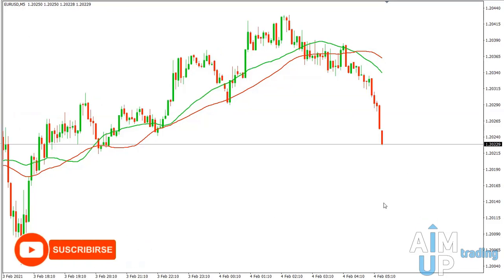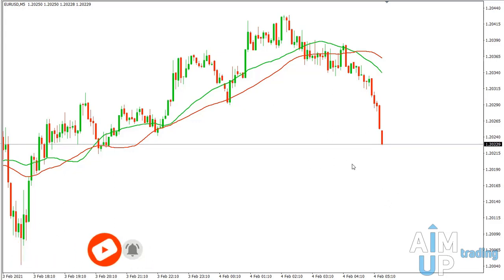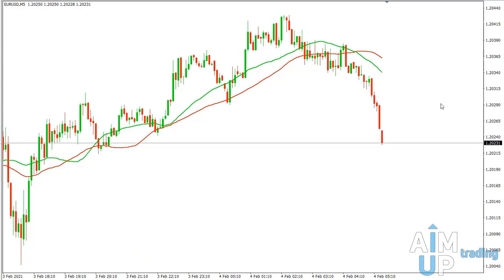Okay, so we are a few minutes later, like 20 or 30 minutes later, and you can see the price starts falling really nicely. You see the moving averages are crossing and it's getting sharp, which is a good sign that shows us that the price probably will continue going down.